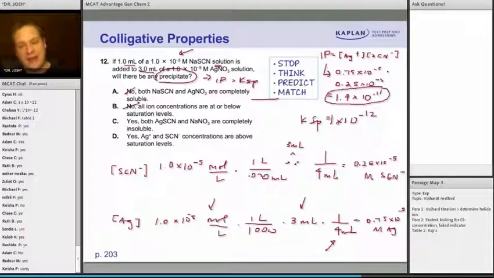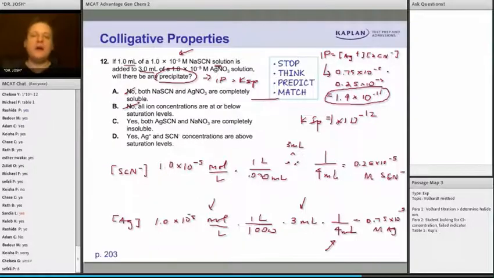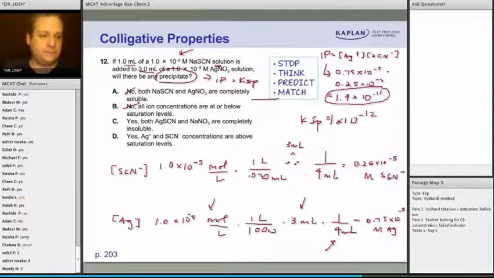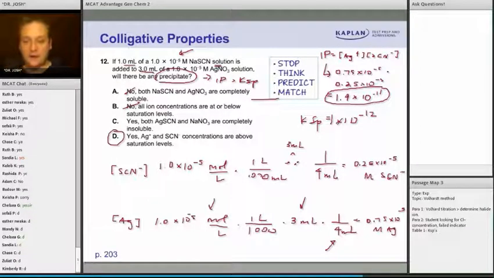So guess what? It can't be A, it can't be B. Will there be precipitate? Yes. Now we can go to the reasons. Which reason do we choose here to make sense of this one? C or D? And at that point, it's got to be answer choice D. Yes, because the concentration is in fact above saturation levels. C doesn't make a whole lot of sense.